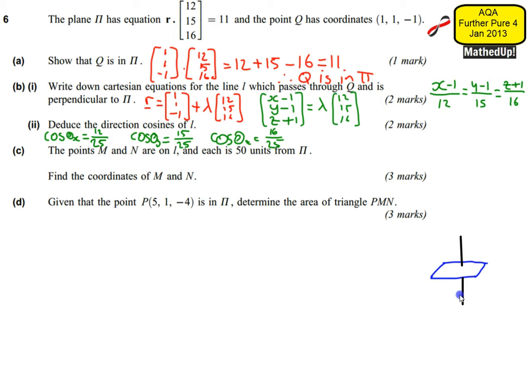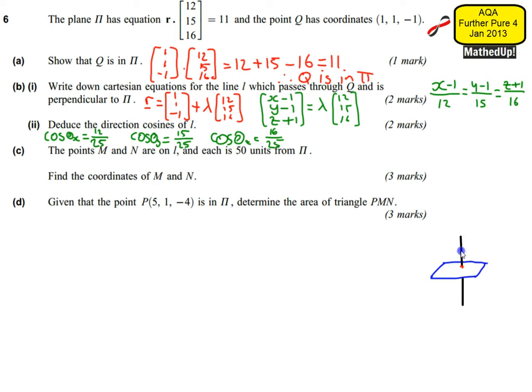Okay, so that's a line passing through my plane, and we know the equation of that line, we'll use the vector form of it. So this here is going to be the equation of that line. Okay, the point (1, 1, -1) is going to be that point there, that's (1, 1, -1), and this (12, 15, 16) is the direction that we're going in. Now we know the magnitude of this because we worked it out. This is 25 units, so this has a size of 25 units.